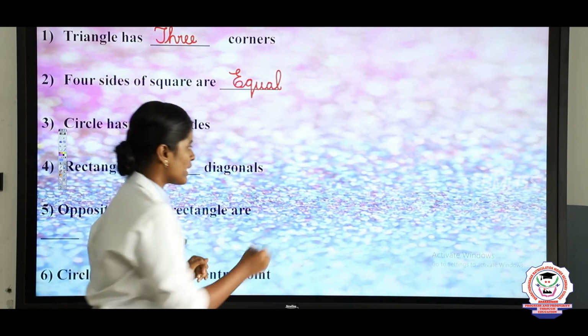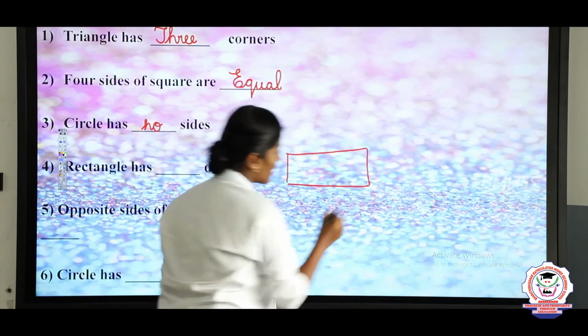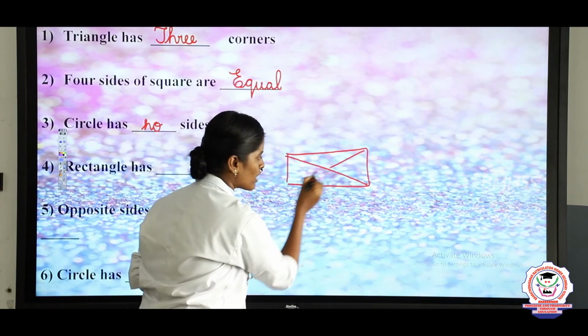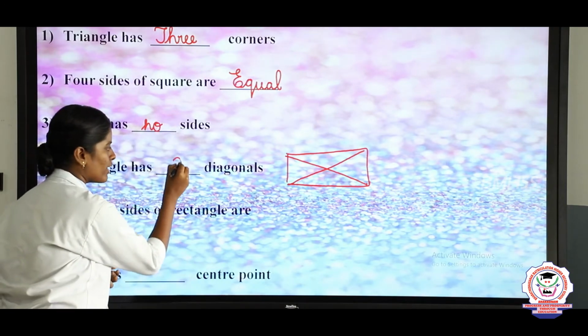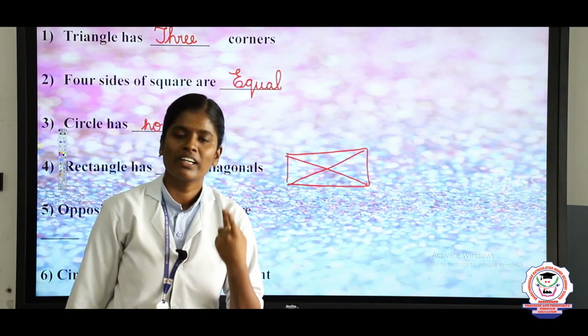And the next question is, rectangle has how many diagonals? For example, take the rectangle figure. So draw the 2 diagonals. How many diagonals? 2 diagonals. So the answer is, a rectangle has 2 diagonals.